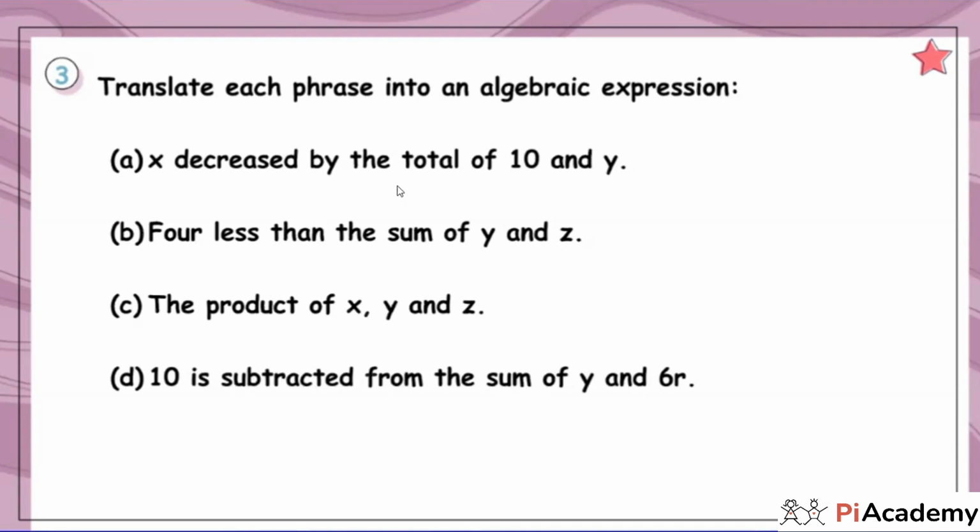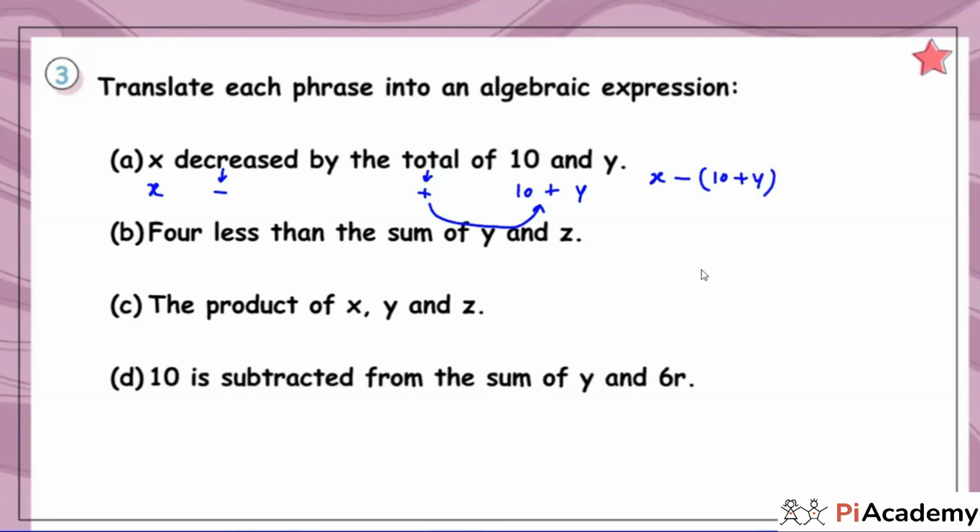Okay, x decreased by the total of this one, right? So x, and then decreased by, it means this gives me a negative sign, and the total, it means it gives me a positive sign, and 10 and y. So 10 and y is there, and this positive will go here. Now what we have is x decreased by the total of this. So you have x decreased by 10 plus y. Now if you want to open it up, otherwise it's fine, there is no problem.